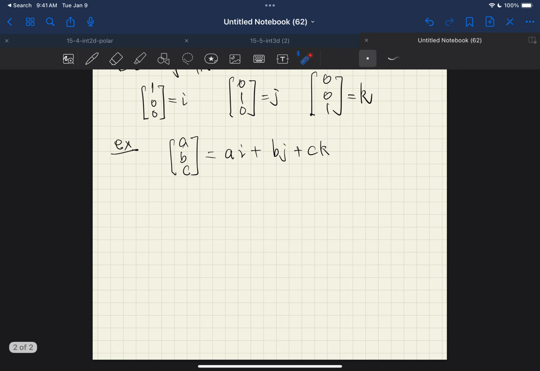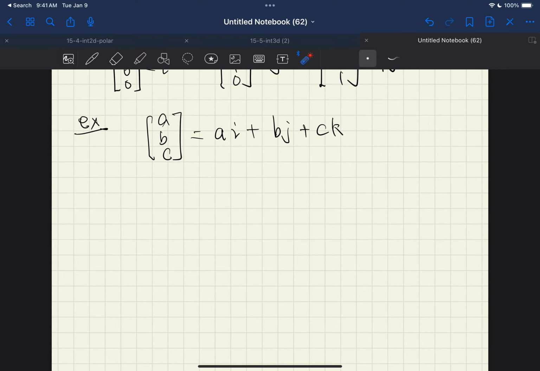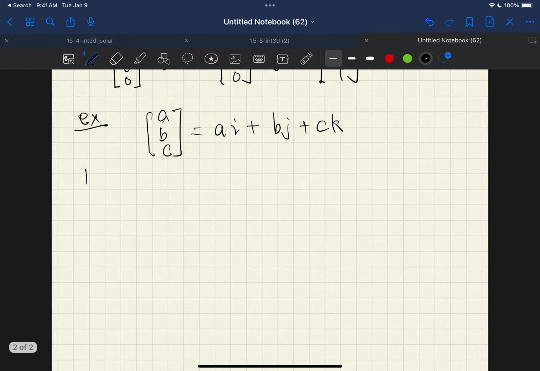Now the dot product is just the component-wise product, and you take the sum. We're not going to write this here, so I'm going to skip it. But the cross product is different.